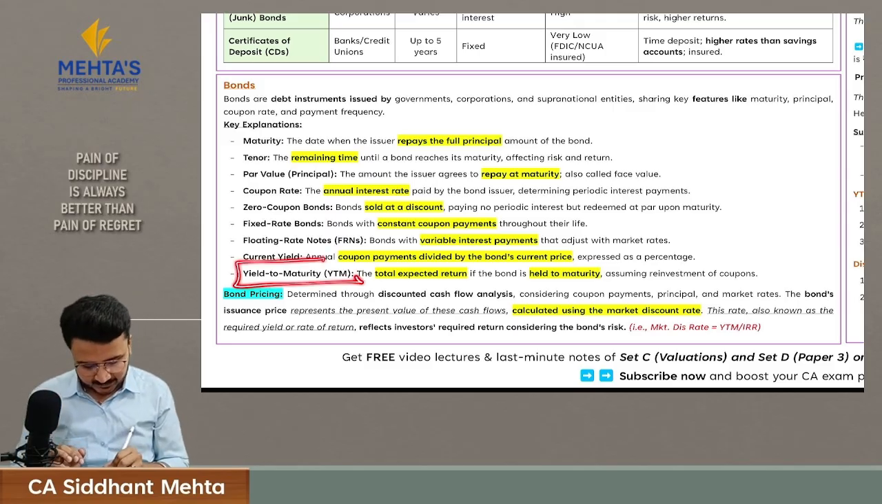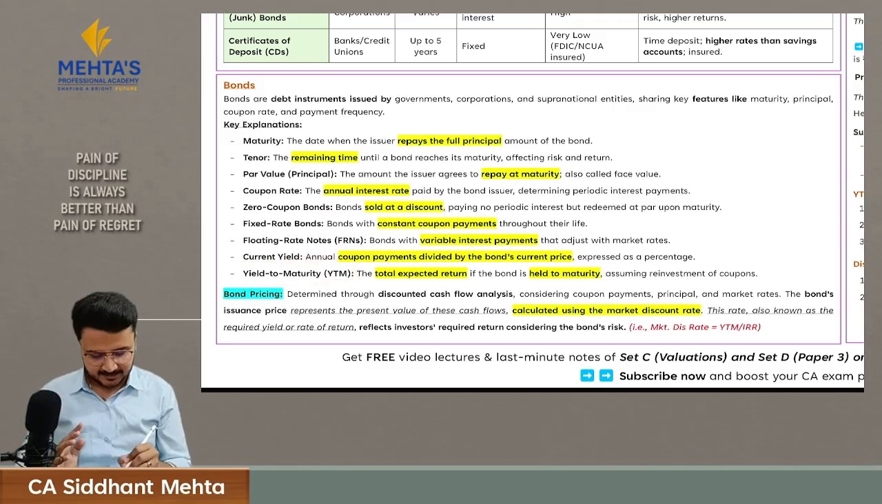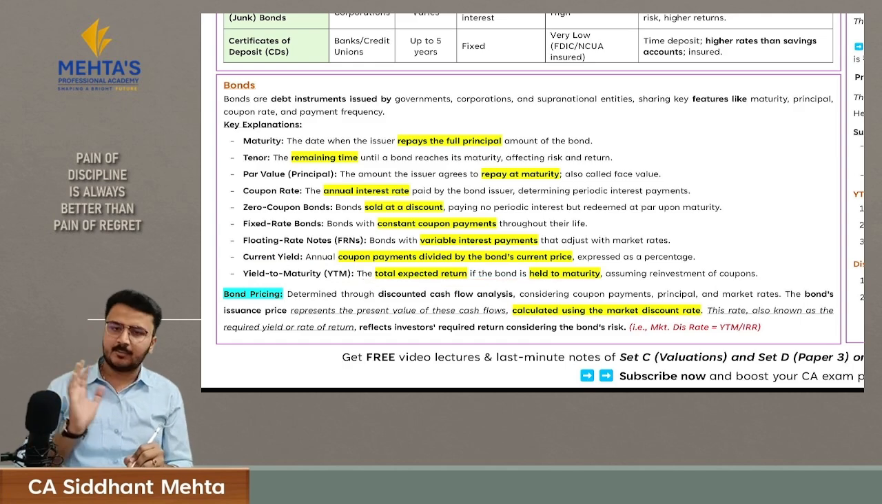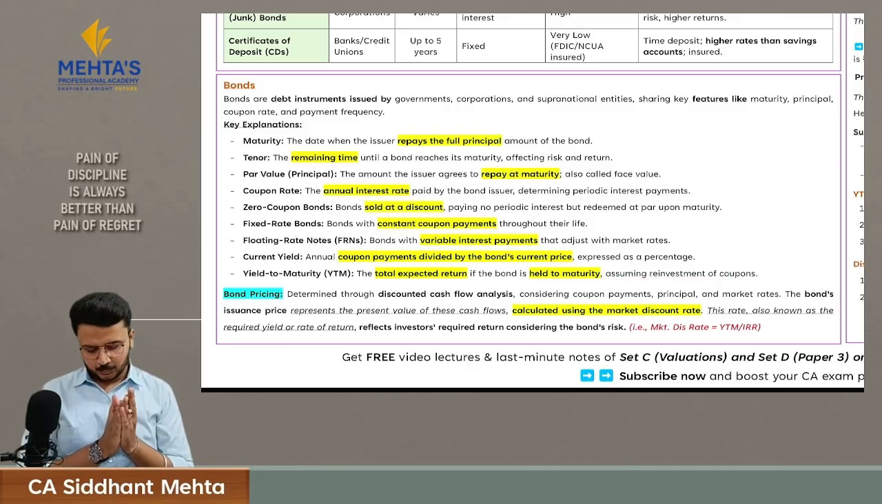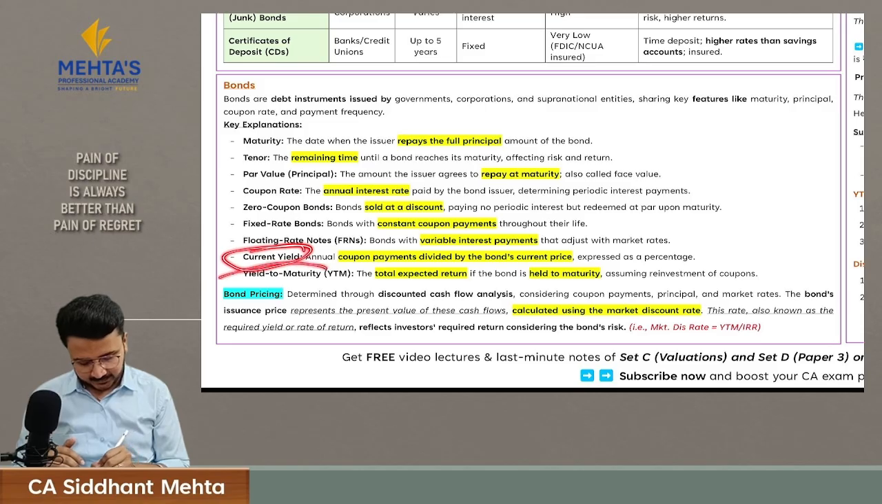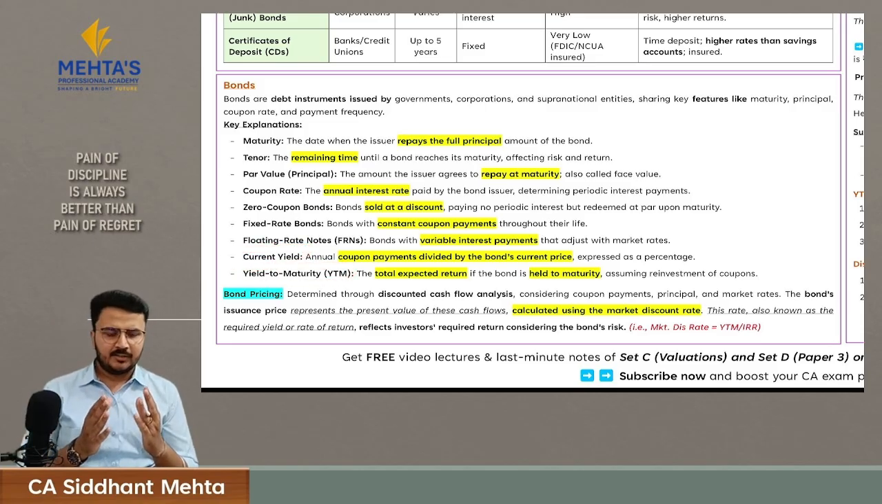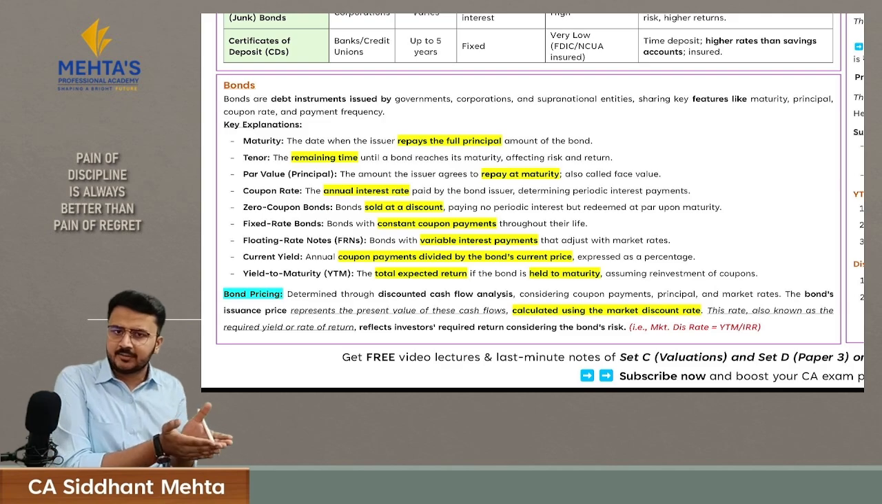And then there is the yield to maturity, which is nothing but the total expected return if you hold this bond till maturity, assuming reinvestment of coupons. So after seeing current yield and yield to maturity, you must have one question: sir, if my bond is giving me 5% return as interest, then 5% interest is my return, right?